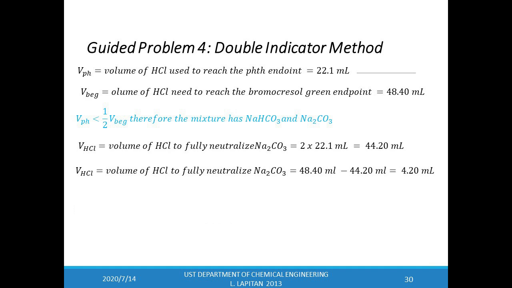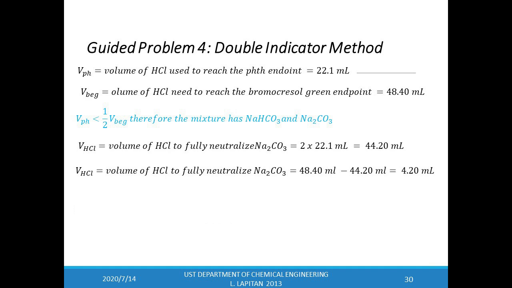Take note that the titration was carried out in two separate vessels. The 48.40 ml is the volume at the beginning of the titration down to the bromocresol green endpoint. So this means that this volume of the acid also included the reaction of sodium carbonate and bicarbonate in the sample. Therefore, in order to get the volume of the acid titrant that was used to neutralize the bicarbonate component only, we have to subtract 44.20 ml from 48.40 ml, and this will give us 4.20 ml.